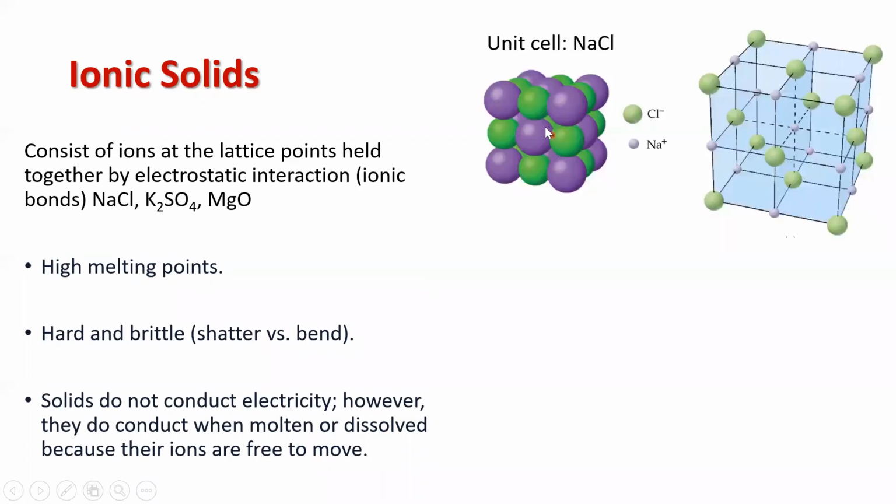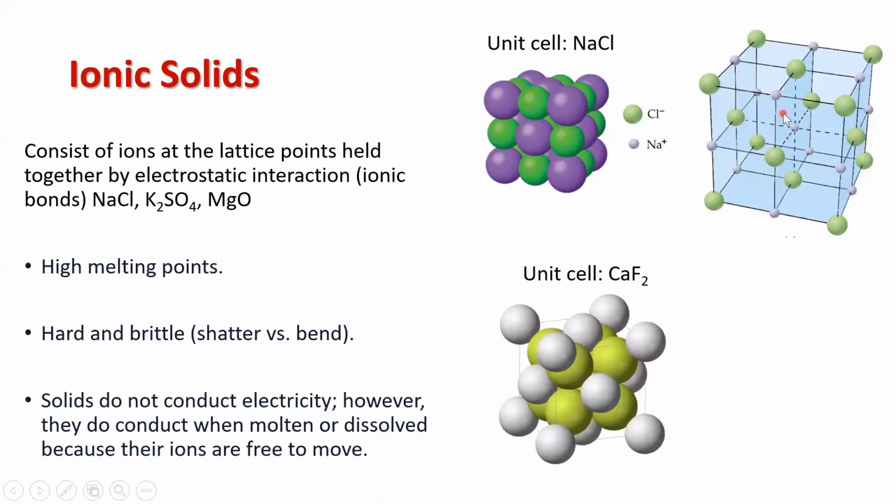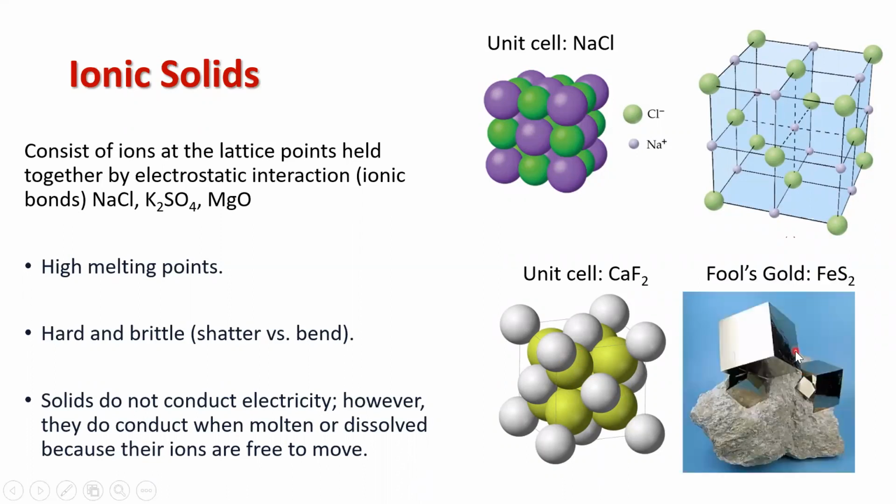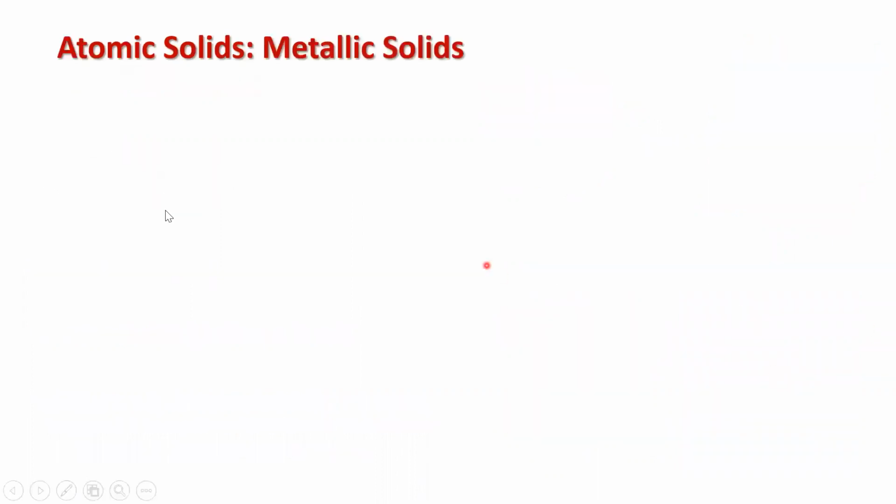So we're looking at sodium chloride. This is a depiction of what that sodium chloride would look like. If we were to look at calcium fluoride, we've got a little bit of a different look to the unit cell. And then we could look at iron sulfide, which is fool's gold, which has an even different type of unit cell.